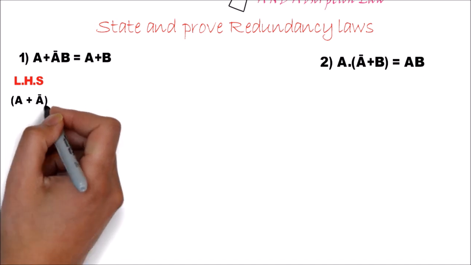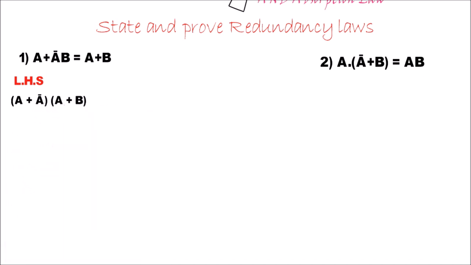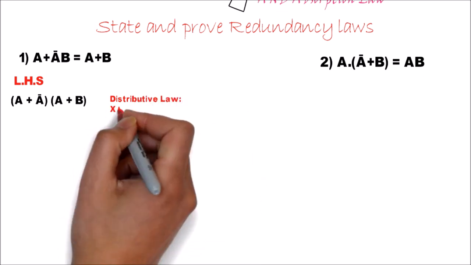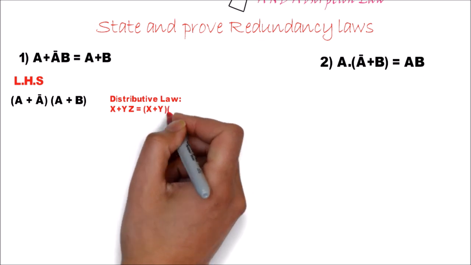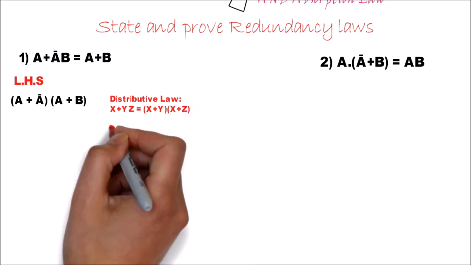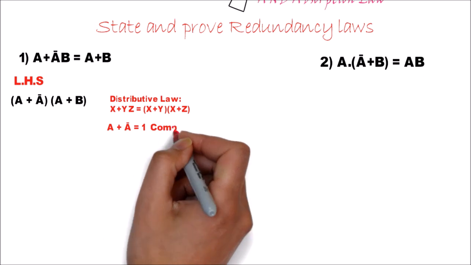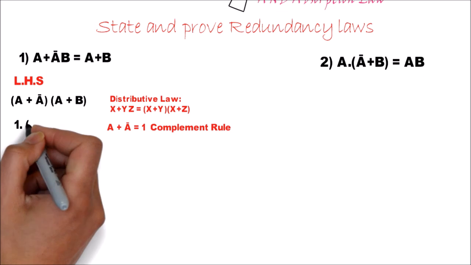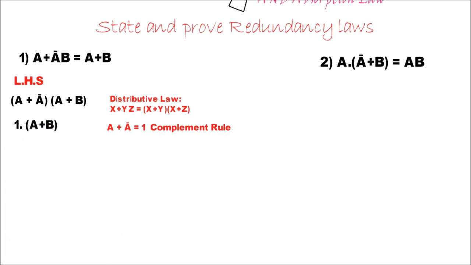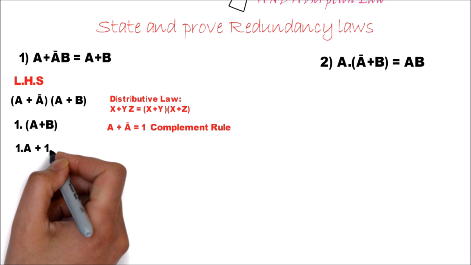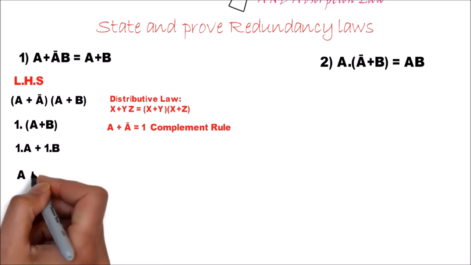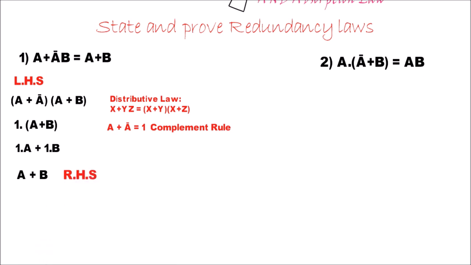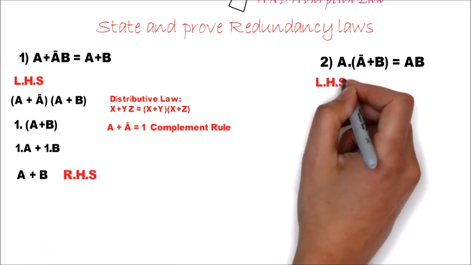Now applying the distributive law of Boolean algebra, the statement can be written as (a plus a bar) dot (a plus b). Now again we know a plus a bar is always equal to 1, which is the complement rule. a plus a bar can be replaced with 1. The statement will be 1 dot (a plus b). Now it can be written as 1 dot a plus 1 dot b, and according to the identity rule the result will be a plus b, the RHS of the above statement.